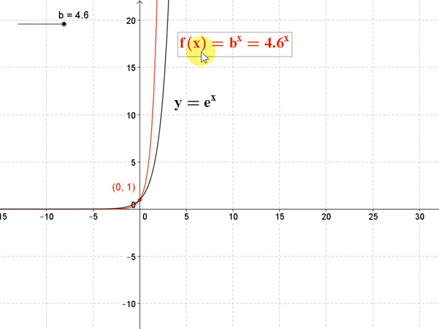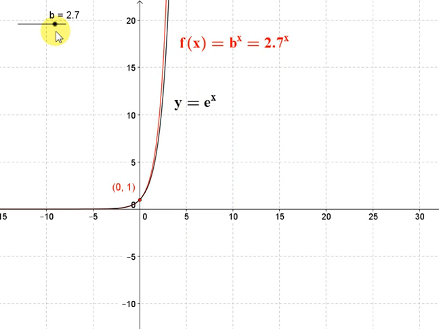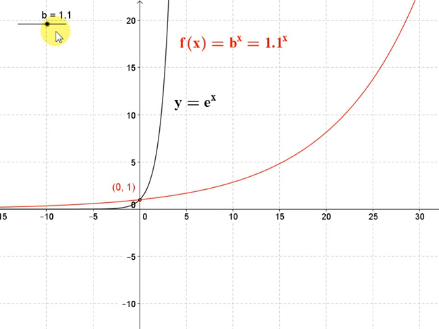Now here we have the graph of f of x equals b to the power of x that we covered in the previous video, and you can see I can make it coincide with e to the power of x if I make b about 2.7. Of course, all these graphs, as we saw previously, pass through 1 on the y-axis.